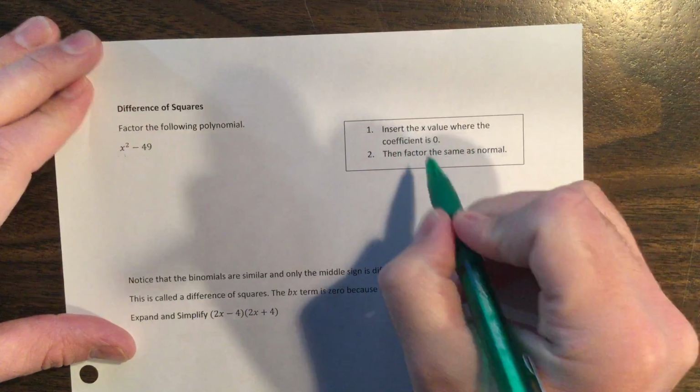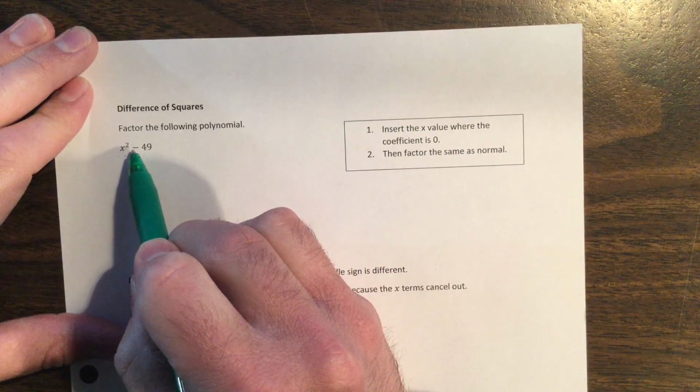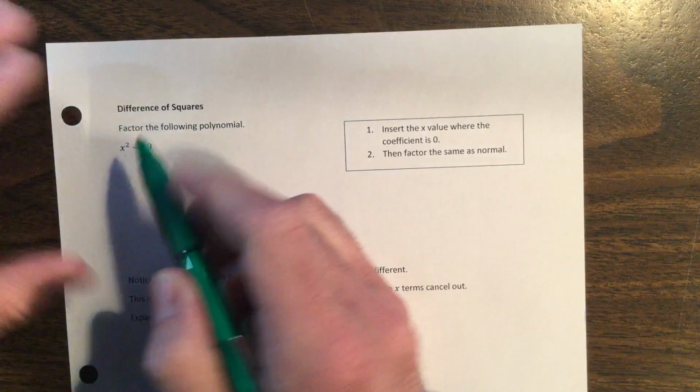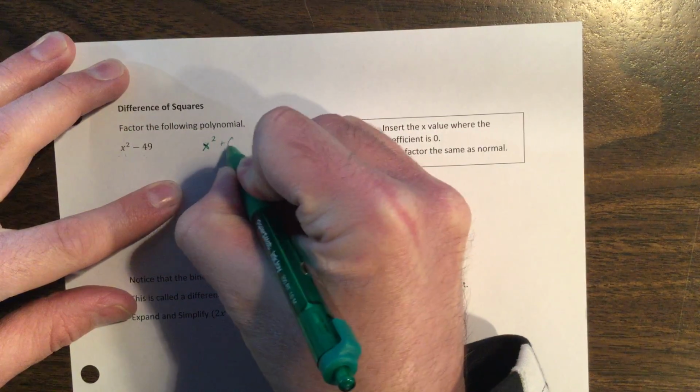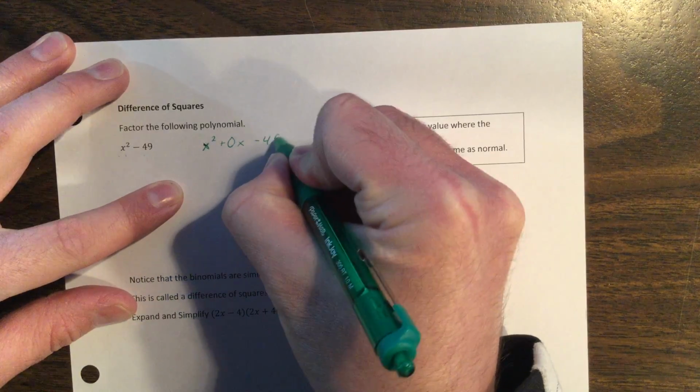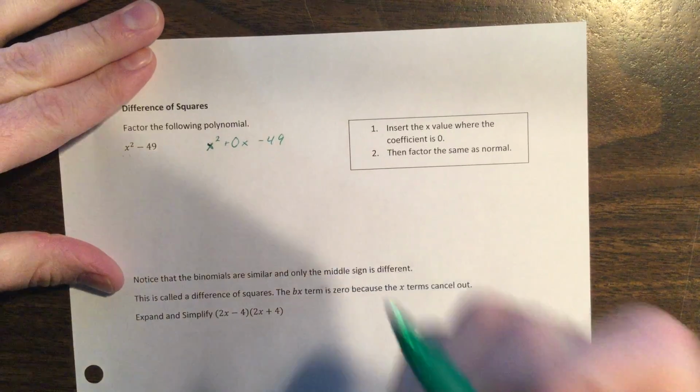When we factor this one out, though, what we're going to do is replace the middle term, which is missing, right? There's nothing there, but we can think of it as a 0. So there's 0x minus 49. And now also we have a trinomial, which we can factor out.